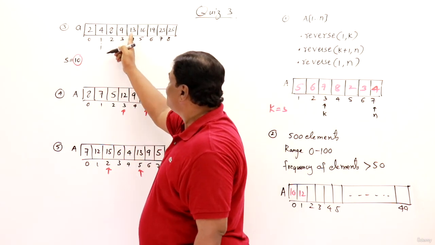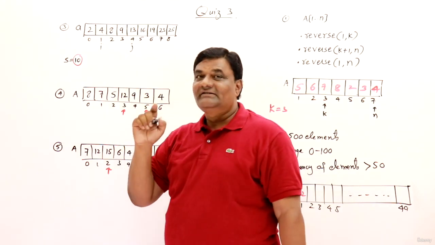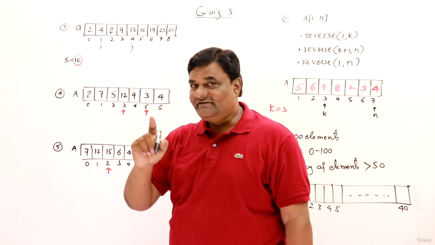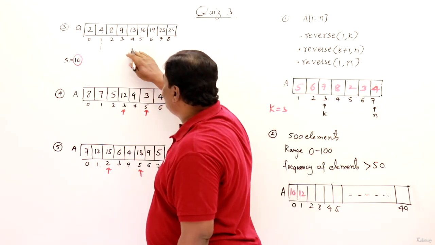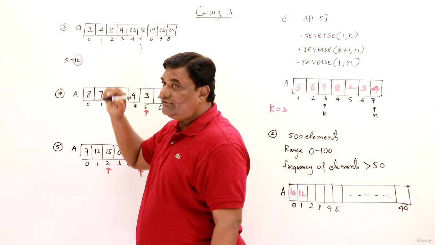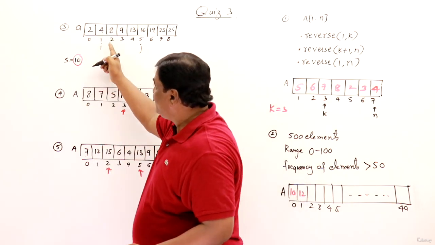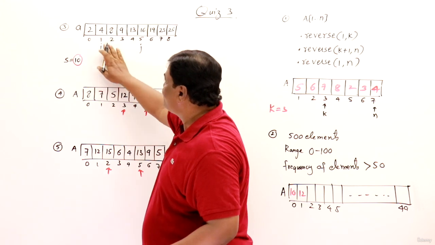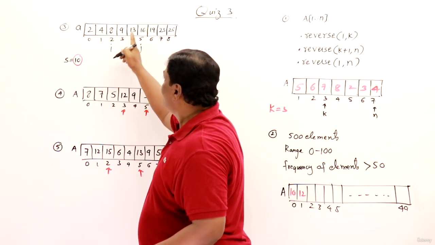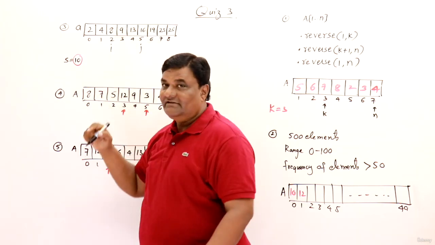Now check the difference. 13 minus 4 is 9. So the difference is less than s. Move j. 16 minus 4, 12. Difference is greater than s. So change the smaller number. This is the smaller, this is the bigger number, right? So change the smaller number. Now 16 minus 8 is 8.